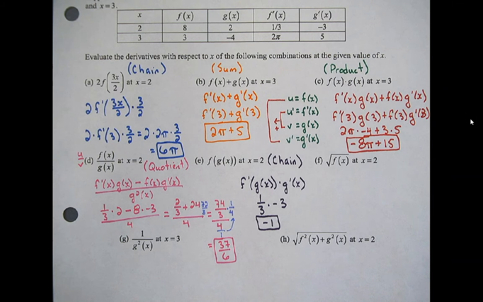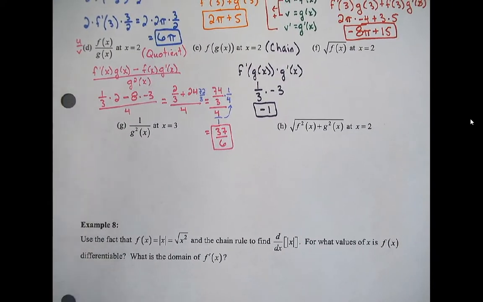Okay, you try the next one. Hint, hint, you're going to have to do a rewrite. Okay, let's see how you did. So I've got square root of something. So I want to rewrite this in a way that makes it a lot easier for me to derive.